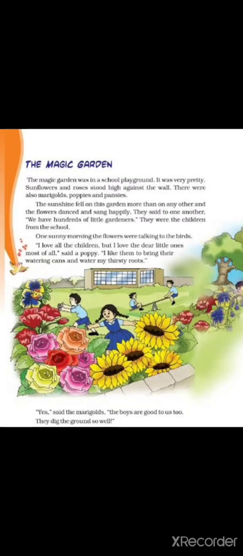It was so pretty, and there are so many different kinds of flowers and plants there. The kinds of flowers there are sunflowers and roses. They were all standing against the wall, too high, and there were also marigolds, poppies and pansies. So all these kinds of flowers are available inside that garden.